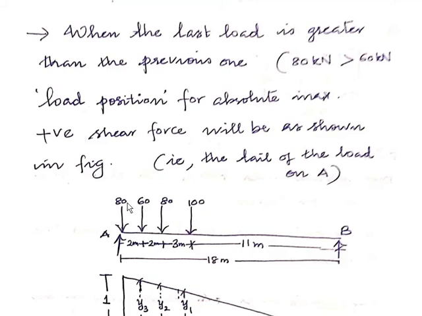In this case, we cannot avoid the 80 kilonewton load from the beam. That is, if I keep the last load beyond the support A or before the support A, it will not give the maximum shear force value for sure.